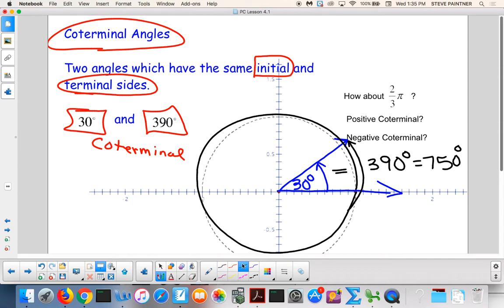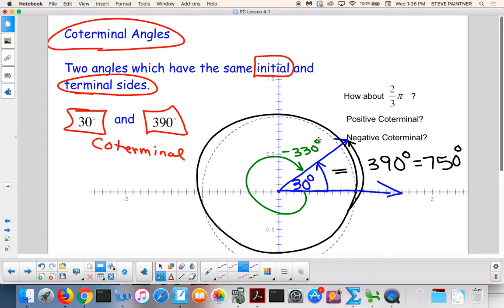She gets negative. Watch this. She's going this way. She's basically saying a negative 330 is the same as a 30, which is the same as this, which is the same as this. Are all four right? Yeah. So what are we doing to get those answers? Add 360 or subtract 360.